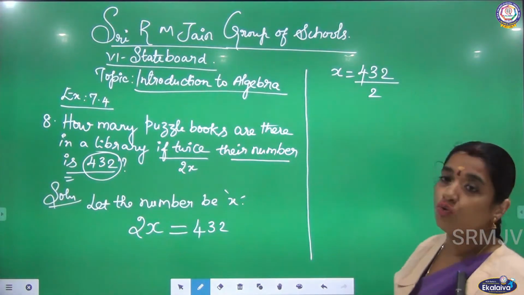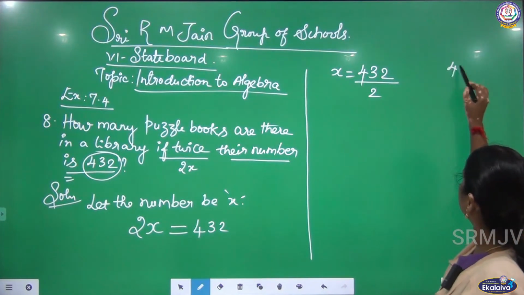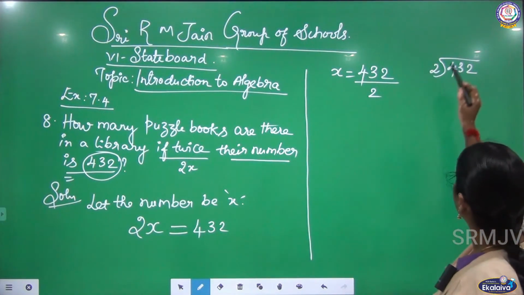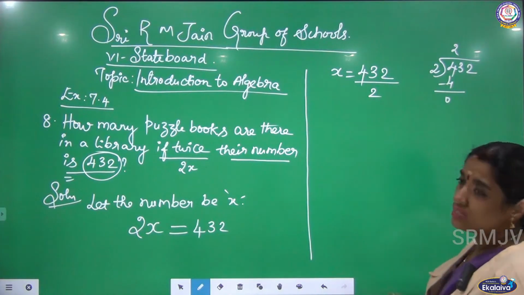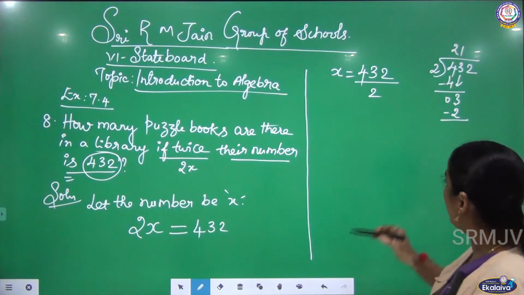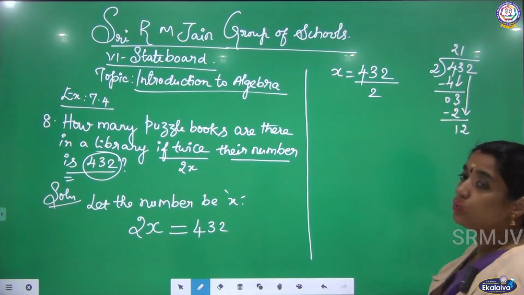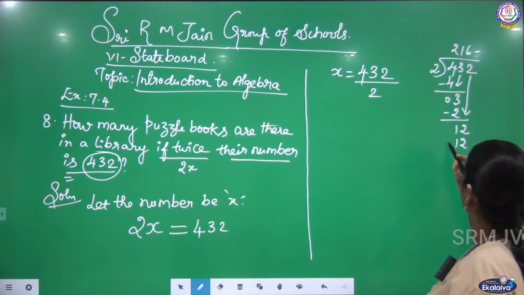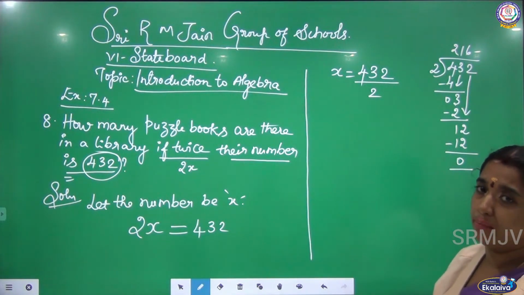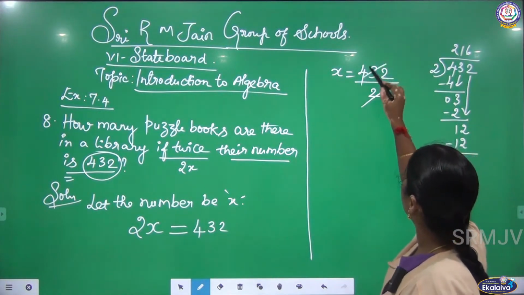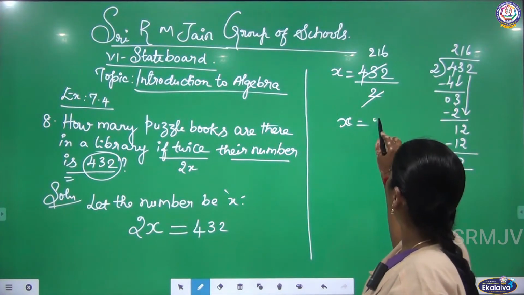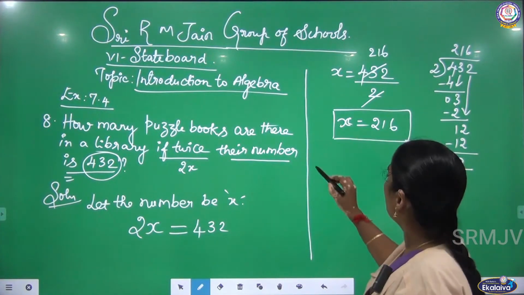Can you clear this? Now I can cancel this numerator and denominator by a factor, or I can divide this. Listen, 432. When I am dividing this by 2, 2 2s are 4. 4 minus 4 is what? 0. Drag this 3 down. 2 1s are 2. 3 minus 2 is what? 1. Again drag this 2 down, which is 12. 2 6s are 12. So twice the number is equal to 432, what is the value for the number? That is the question. So now if I cancel this, 2 1s are 2, 2 1s are 2 and 2 6s are 12, so x is equal to 216.